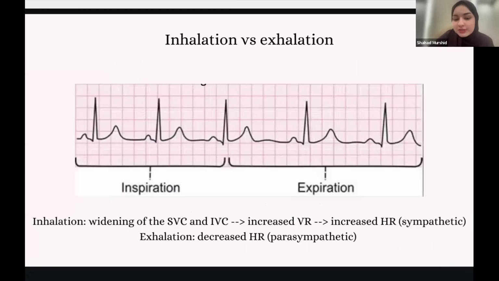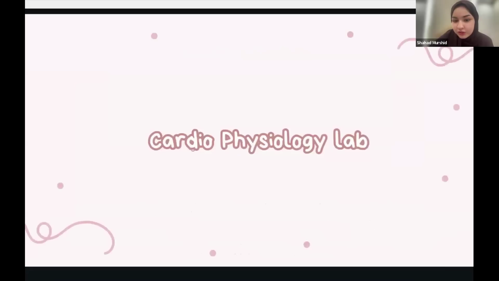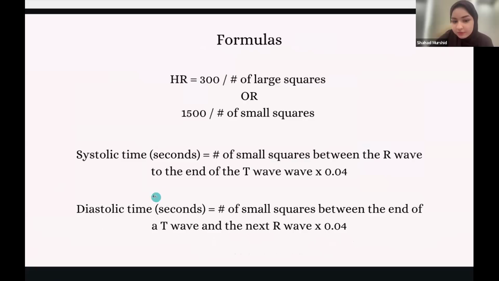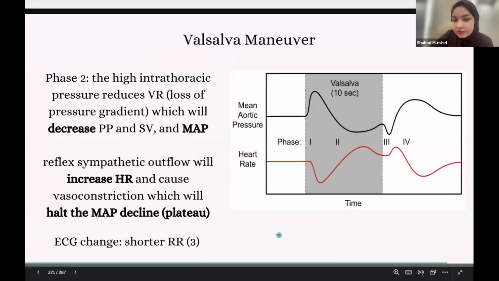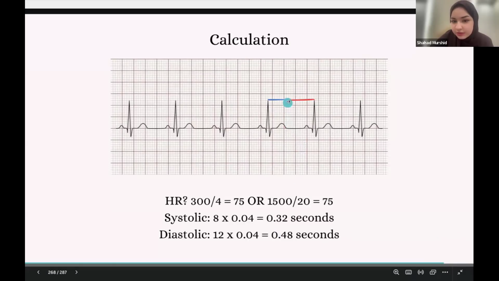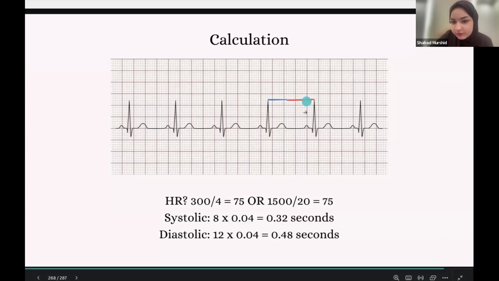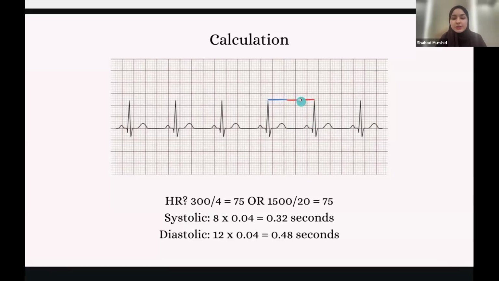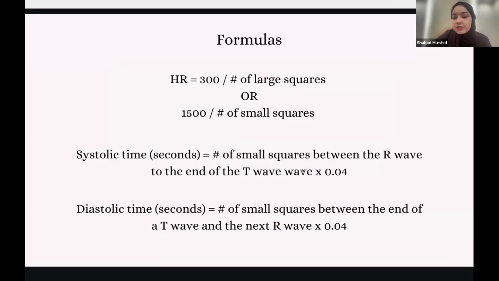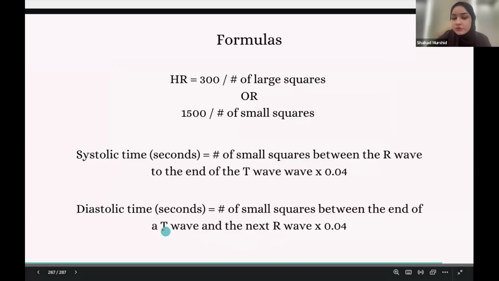And if you follow this here, T wave to the next R wave, the period is very short. I mean, to the next P wave, it's very short. It's the same amount of systolic. So Sarah, I'm not sure, but this is the formula that he had. So from the T wave to the next R wave times 0.04.